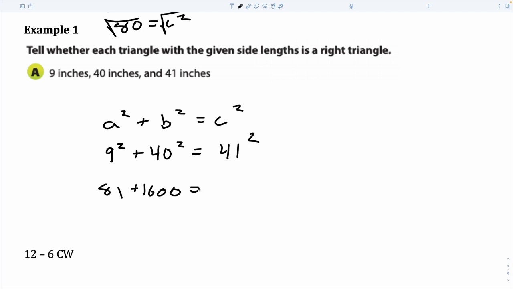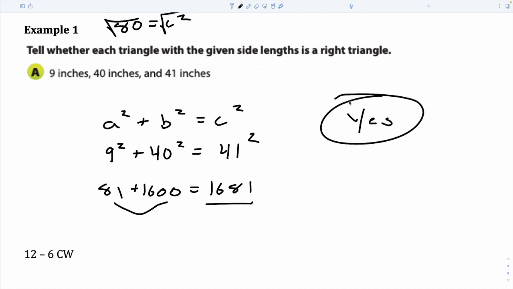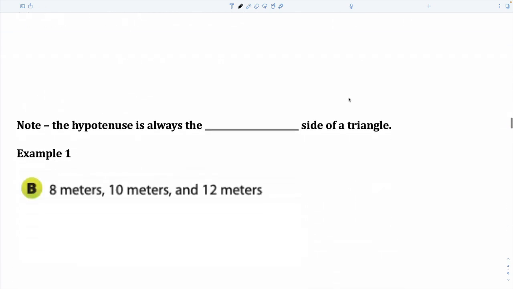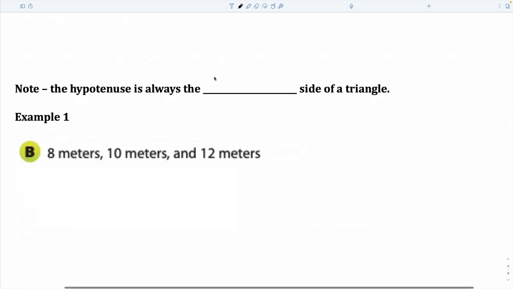And let's vote before you flip your page. Is this going to be a right triangle? Thumb up yes, thumb down no. This is a yes answer. Those 2 add to 1681. Correct. Moving on. Note that the hypotenuse is always the longest side of the triangle.